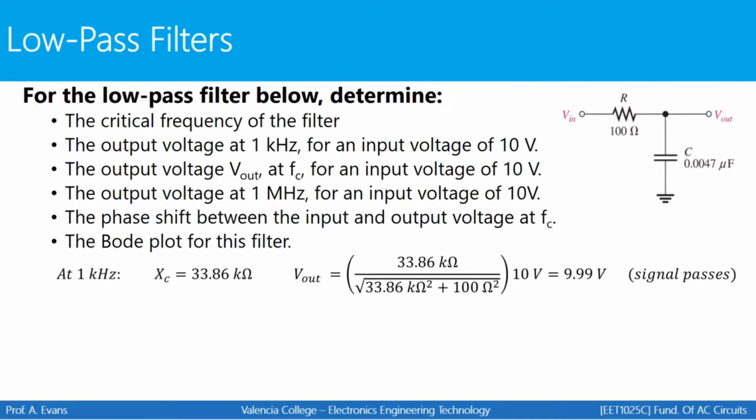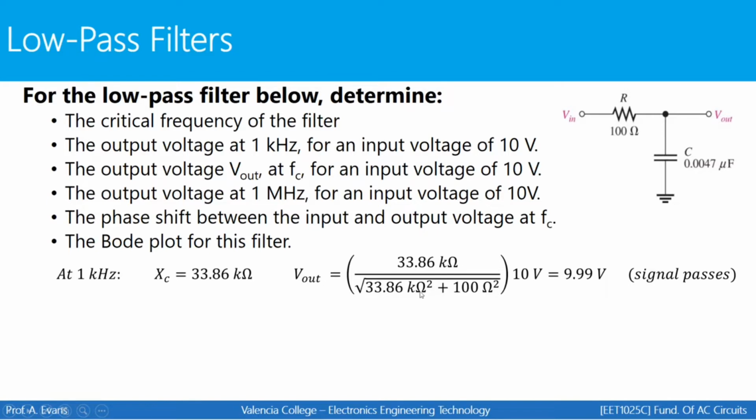At 1 kilohertz, I have to first calculate XC. Then I'm going to set up a voltage divider, where I'm going to look at the voltage across XC at this frequency, 1 kilohertz. To set up my voltage divider, I have to look at the impedance of the capacitor, XC, divided by the impedance of these two components in series. And if you're wondering where this comes from, this is basically just taking your rectangular combination of R, R minus jXC, and converting it to polar.